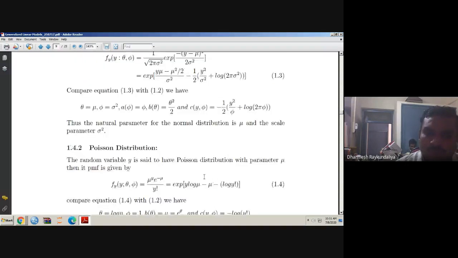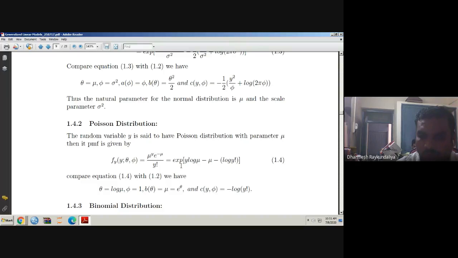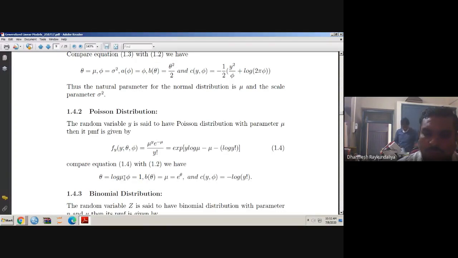In a Poisson distribution, the form of the Poisson distribution is this. We write it in the form of an exponent. So we can have this, and if we compare with the exponential family of distribution, you can say that theta equal to log mu and b(theta) equal to mu. Here phi is equal to 1. So theta equal to log mu, that means the expected response is connected with the log link. So in a Poisson distribution, the link function is the log link.